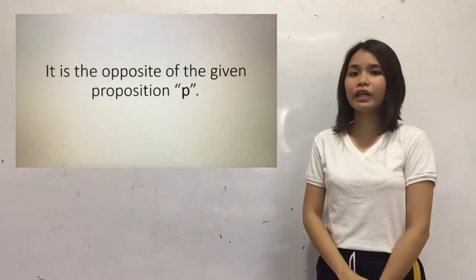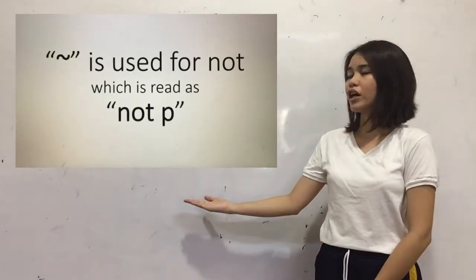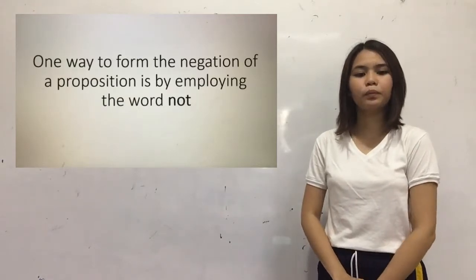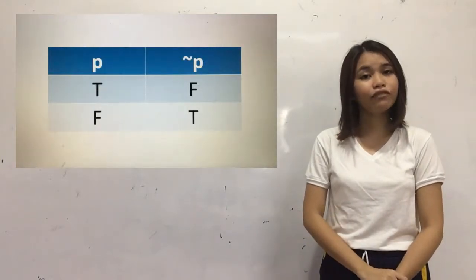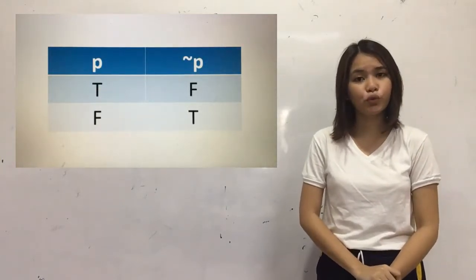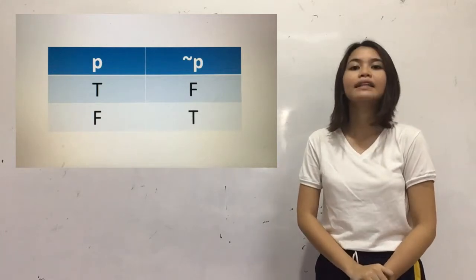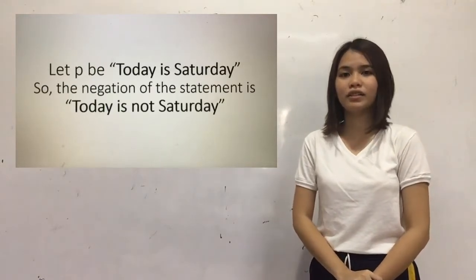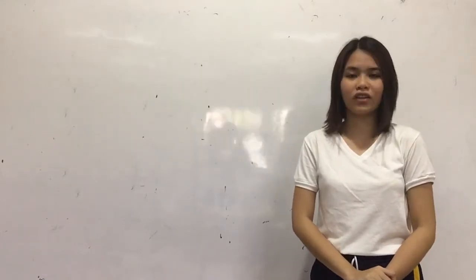Third is negation. It is the opposite of the given proposition P. The symbol tilde is used for not, which is read as not P. One way to form negation of a proposition is by employing the word not. You just have to remember that if P is true, then not P is false. And if P is false, then not P is true. For example, let P be a proposition, today is Saturday. So the negation of the statement is today is not Saturday.